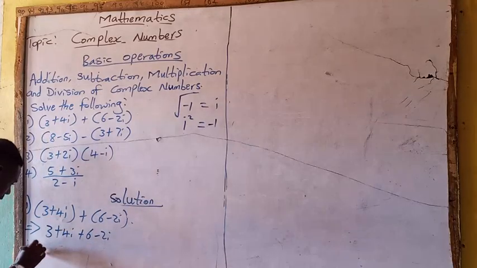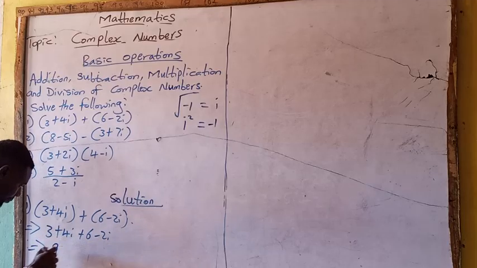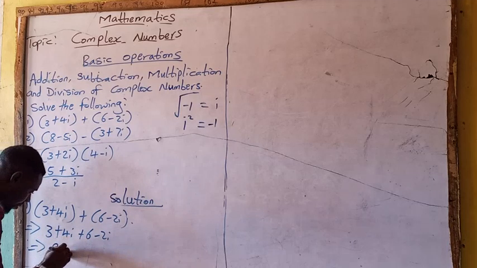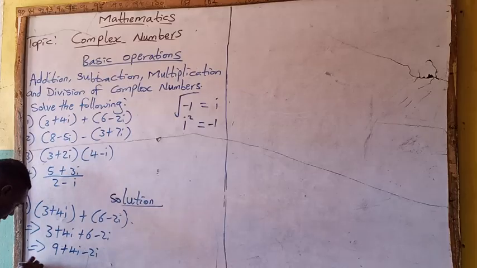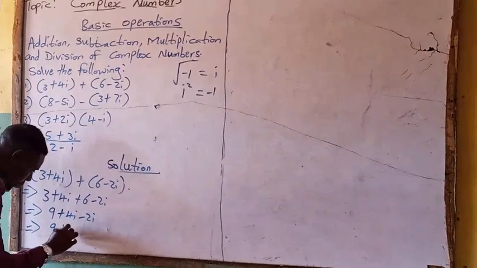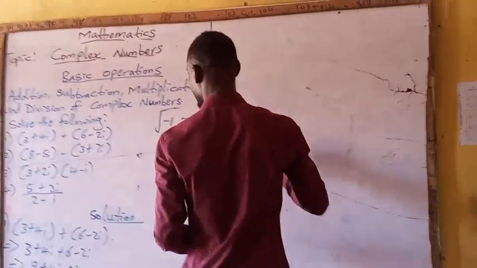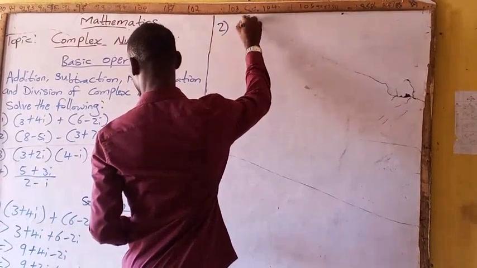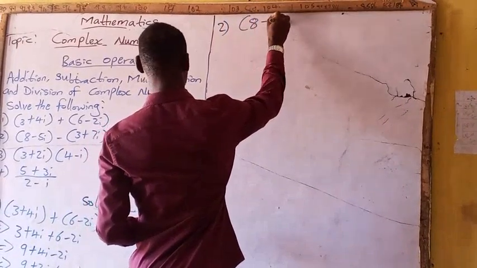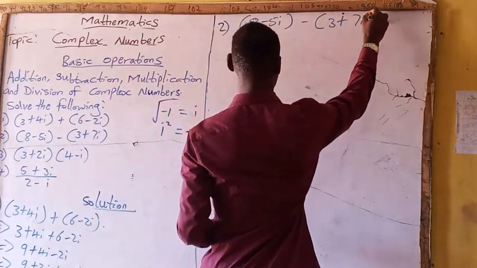Now collect like terms. When you collect like terms, 6 plus 3 will give us 9. Then you have +4i - 2i. Now, our final answer will be 9 + 2i. Now, let's go to the second part of it. The second part is (8 - 5i) - (3 + 7i).